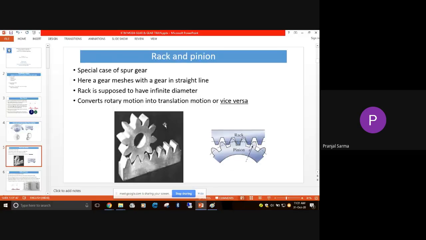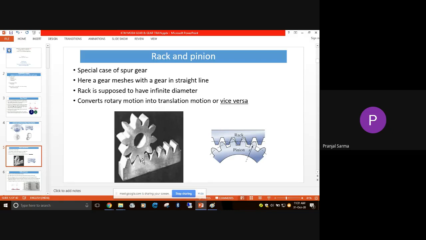Okay. Next, we'll be talking about rack and pinion. You can consider rack and pinion as a special case of spur gear. How we can consider it a special case, we'll see later on. Here, the spur gear meshes with another gear which is arranged in a straight line fashion, a kind of straight line.